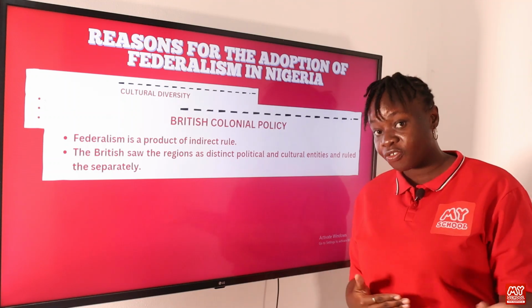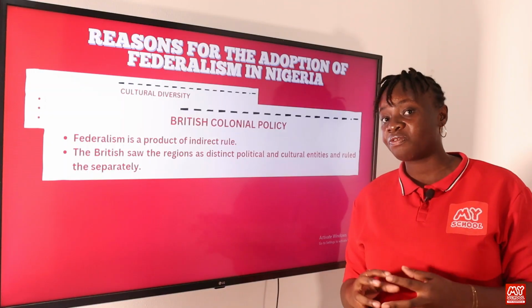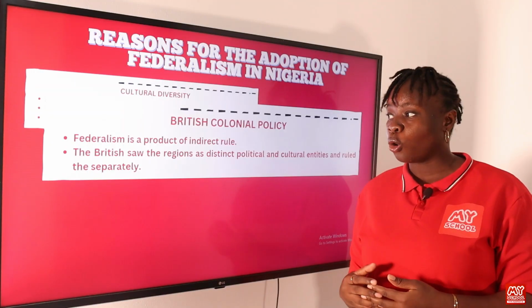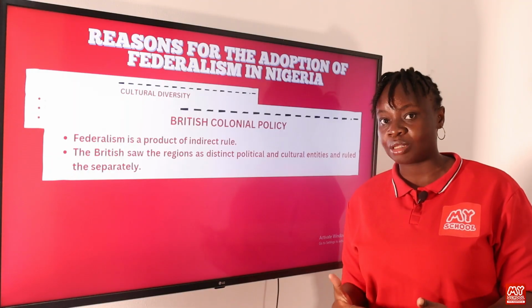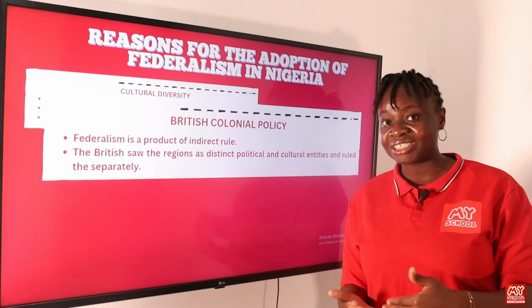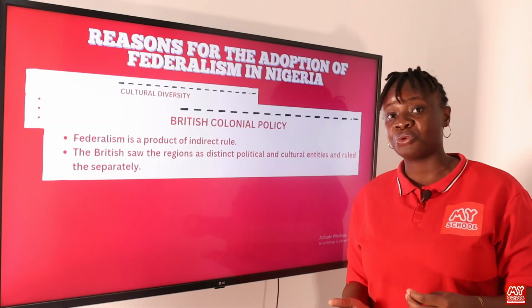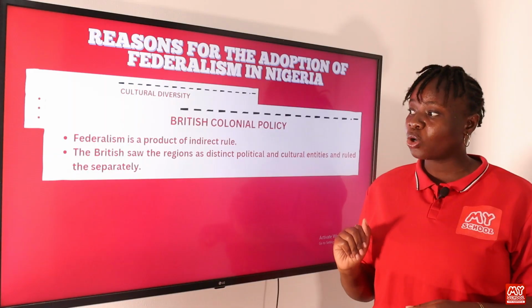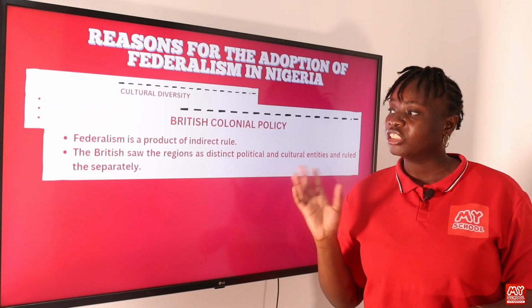The government was giving policy direction to these various traditional rulers, and so we're not truly unified in a sense as a result of this indirect rule. We're not allowed to come together to develop a unified system of government. So in that sense, the diversity that was in Nigeria before the British came to Nigeria is still present to this day. So the British saw the regions as distinct political and cultural entities and ruled them separately.